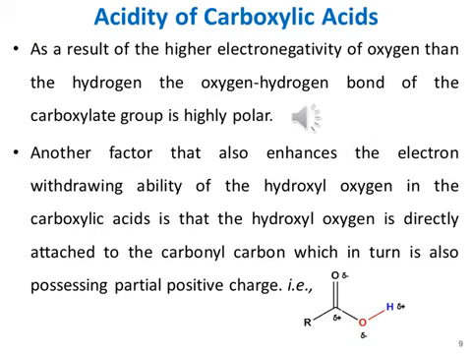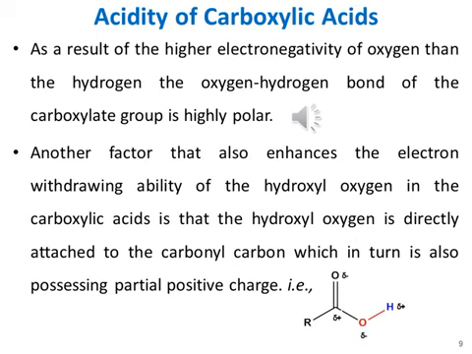As a result of the higher electronegativity of oxygen than hydrogen, the oxygen-hydrogen bond of the carboxylic group is highly polar. Here again I am informing you that the sigma bond that is present between the oxygen and the hydrogen of the hydroxyl group is highly polar because of the higher electronegativity of the oxygen than that of the hydrogen, and as a result the hydroxyl hydrogen gets a partial positive charge and the oxygen of the hydroxyl group gets a partial negative charge.